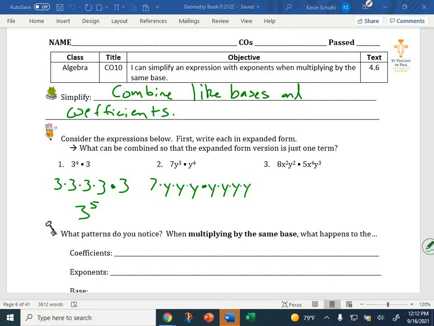7y to the 7th, right? I've got my coefficient of 7. There's only one of them. And I've got 7 y's all being multiplied together. I can write that as 7y to the 7th power.